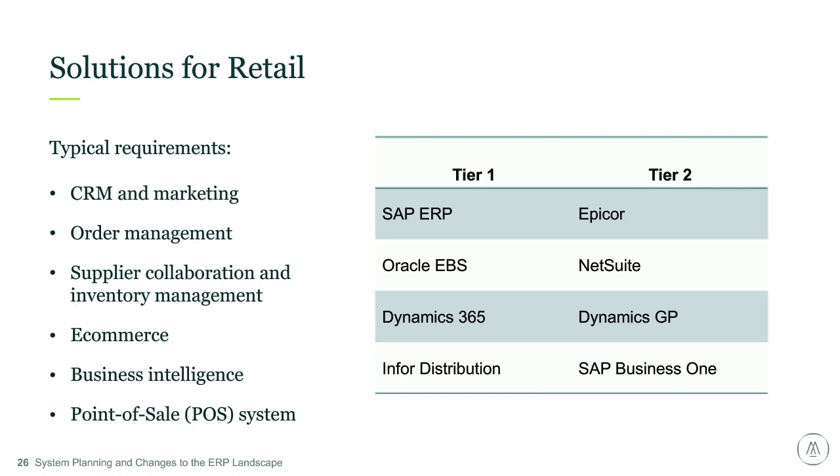And we sometimes see SAP Business One, which is the entry-level SAP solution, because it has pretty good sales processing and warehouse management features that retailers often desire. And there are numerous other systems. Again, remember, this is not an exhaustive list.